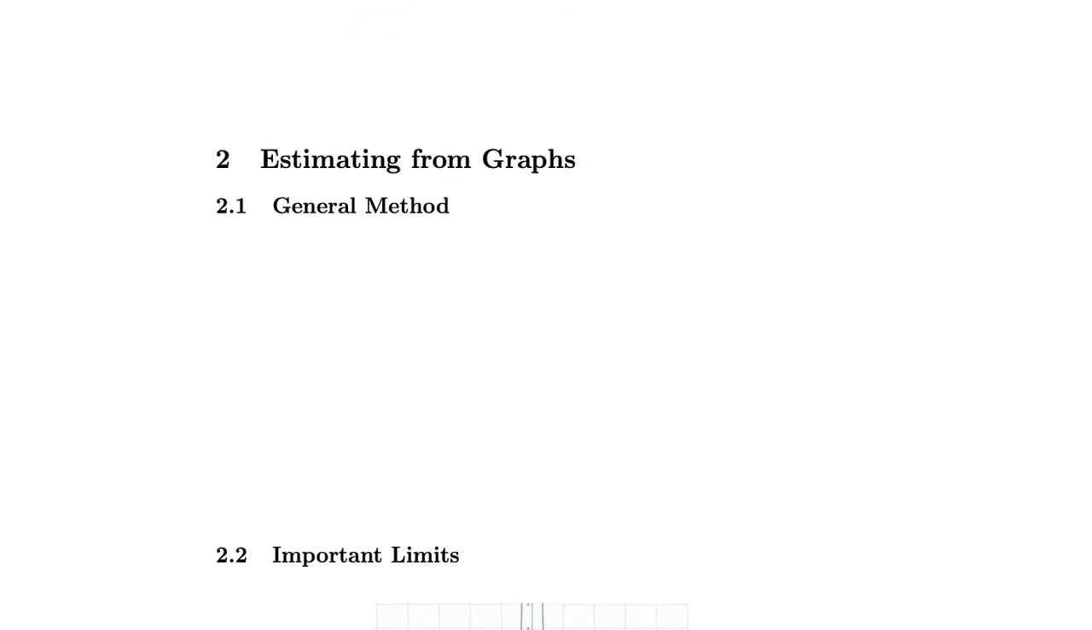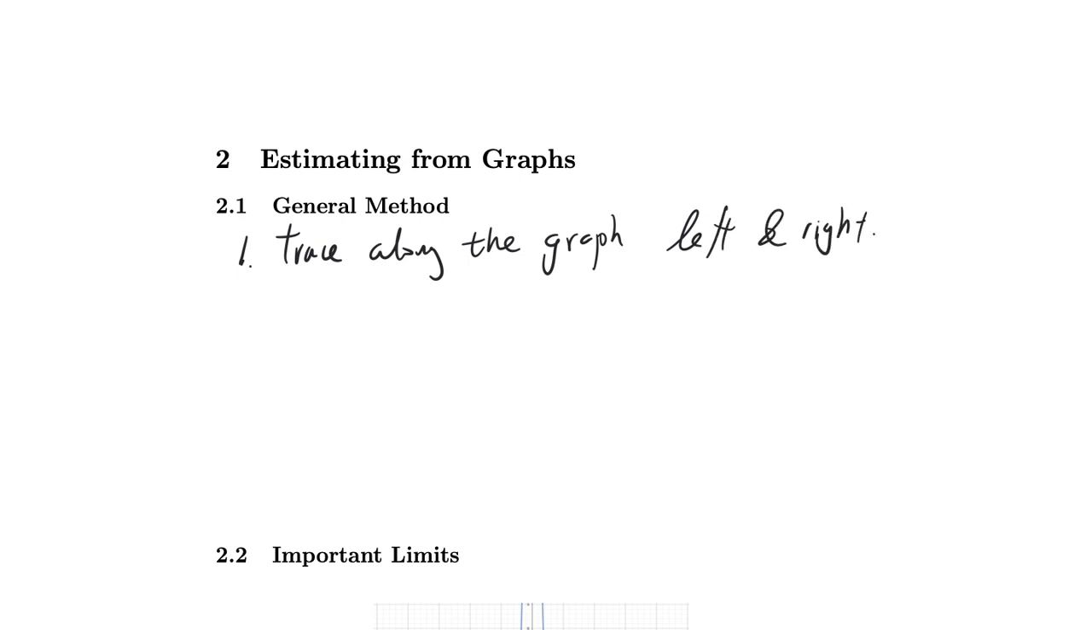So now we're going to move on to estimation from graphs. The general method we're going to use here is, as previously done, we're going to trace along the graph from the left and right hand sides to determine the left and right hand limits, and then we're going to determine if the limit exists and what the value is.